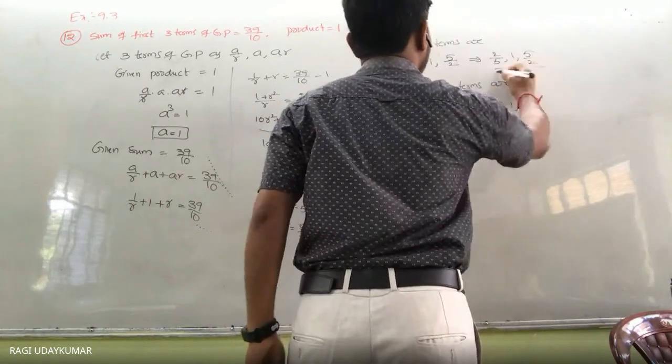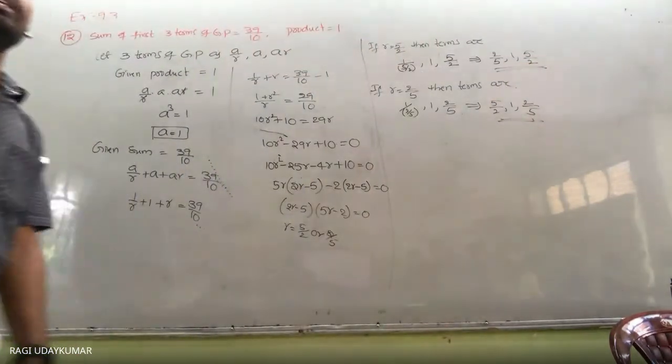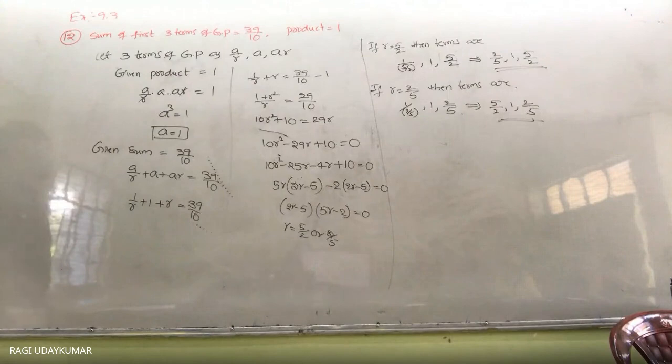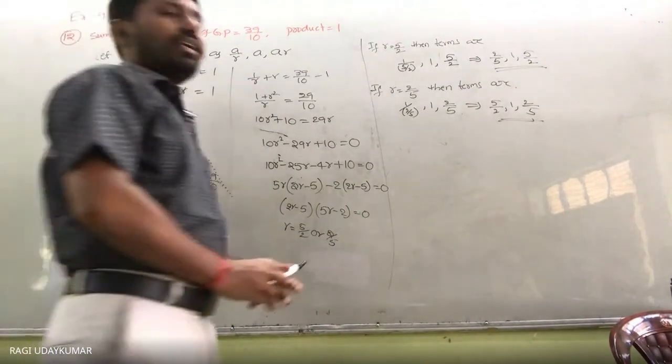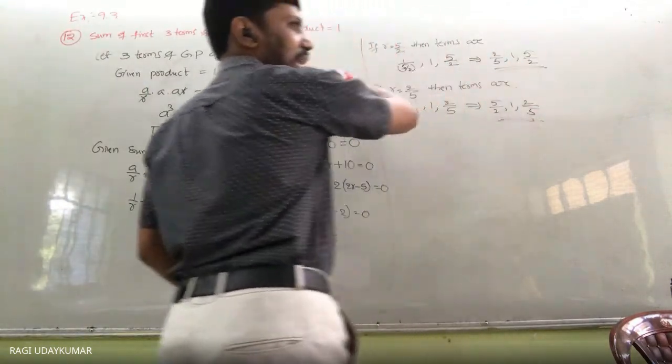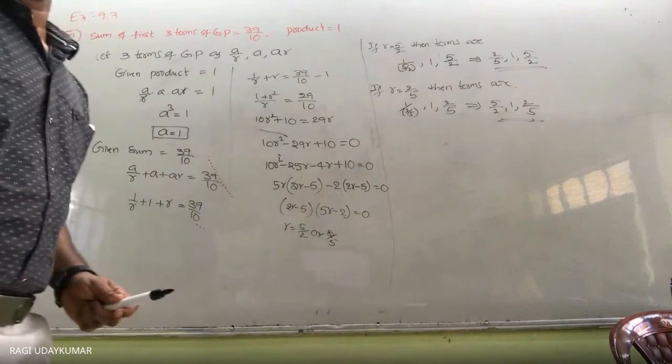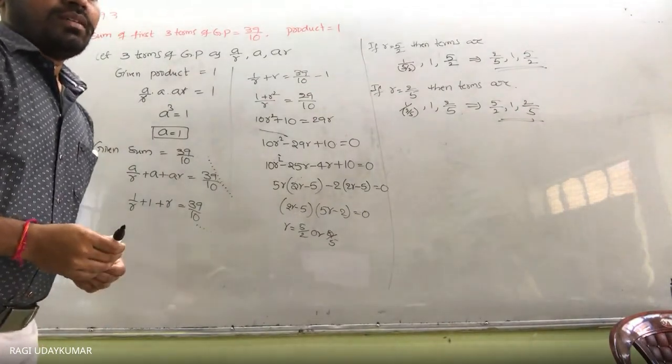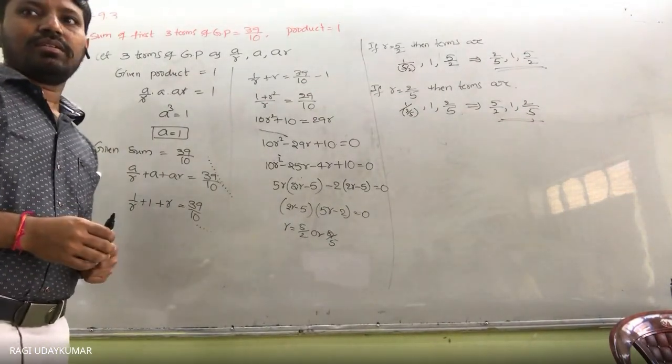So actually the terms are the same, but the first term and the third term are swapped. The condition remains the same. Take the product of these three and you get 1, and the sum of these three comes to 39 by 10. Understood? Okay.